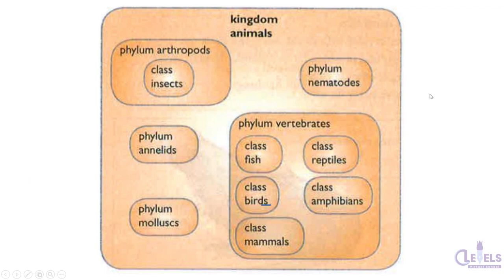Here, going further, the animal kingdom has a lot of other phyla. We studied in the Linnaean classification: kingdom, phylum, class. So the kingdom is the animal kingdom, and further classified in the animal kingdom are the phyla. We have different phyla, but today we will only be going through phylum Arthropoda and phylum Vertebrata. Phylum Arthropoda has insects and other worms in it, and phylum Vertebrata has fish, reptiles, birds, amphibians, and mammals.